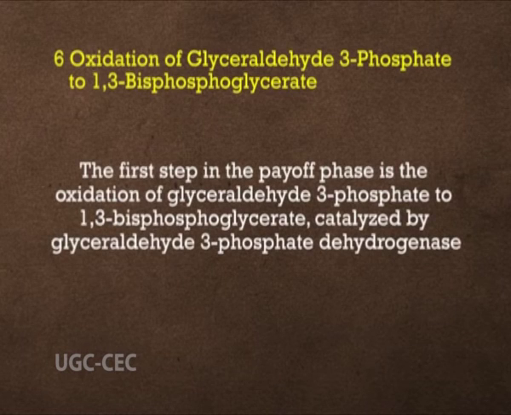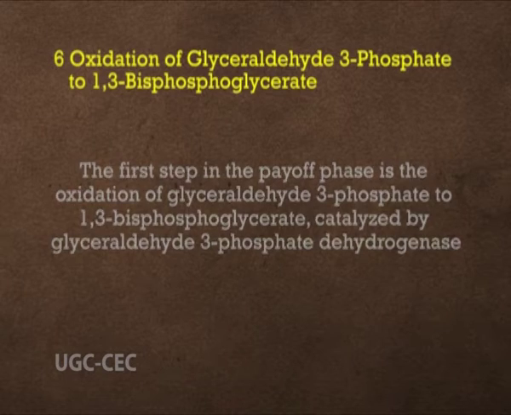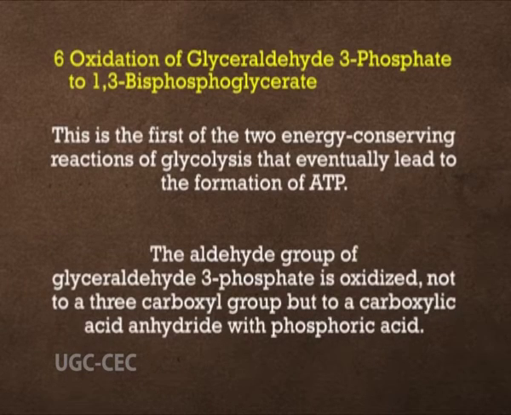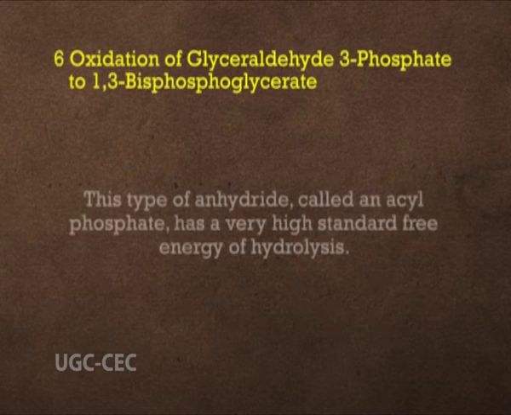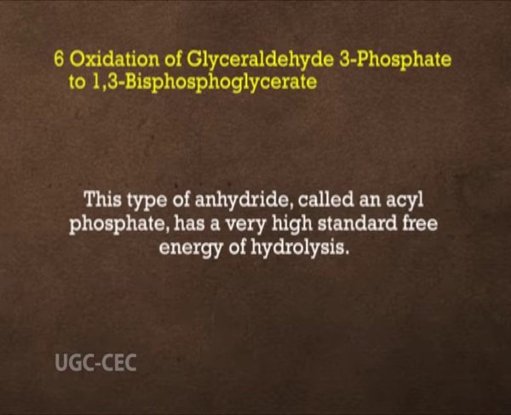The first step in the payoff phase is the oxidation of glyceraldehyde 3-phosphate to 1,3-bisphosphoglycerate, catalyzed by glyceraldehyde 3-phosphate dehydrogenase. This is the first of the 2 energy-conserving reactions of glycolysis that eventually lead to the formation of ATP. The aldehyde group of glyceraldehyde 3-phosphate is oxidized, not to a carboxyl group, but to a carboxylic acid anhydride with phosphoric acid. This type of anhydride, called an acyl phosphate, has a very high standard free energy of hydrolysis.